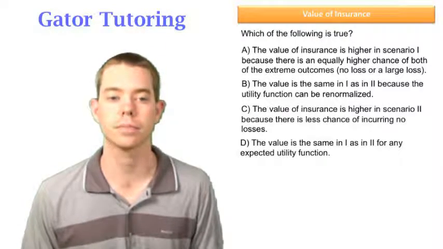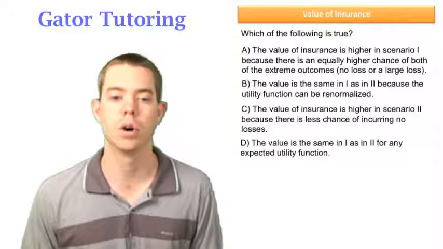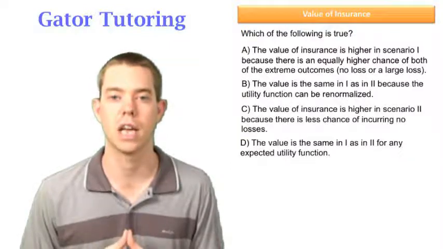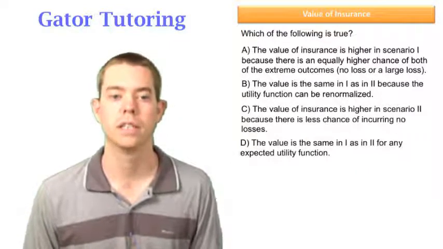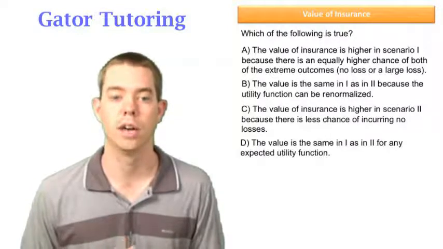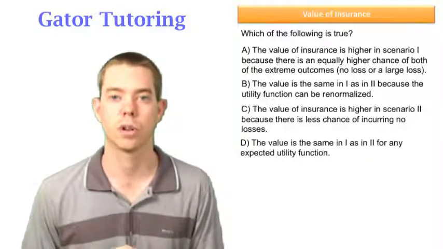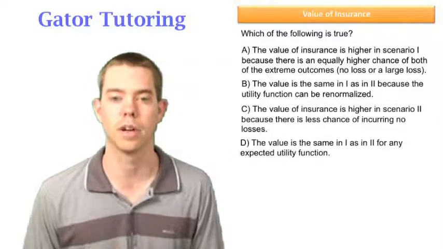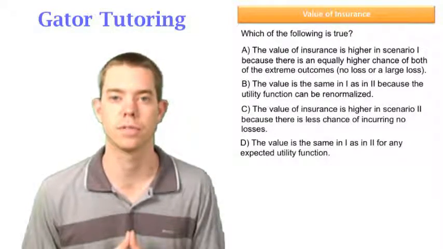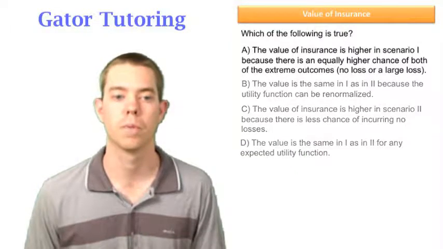B says the value is the same in 1 as it is in 2 because the utility function can be renormalized. That just doesn't make sense. The value of insurance is definitely not the same if we have different gambles going on. C says the value of insurance is higher in scenario 2 because there is less chance of incurring no losses. Well, that also goes against what we know. If there's less chance of no losses, that's one of the extreme outcomes, no losses. It seems like the value of insurance wouldn't be more valuable there. And D says the value is the same in 1 and 2 for any expected utility function. Well, we know that it's not the same. We can get rid of those.